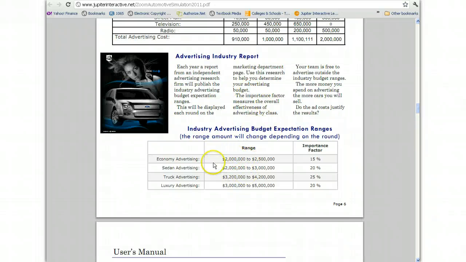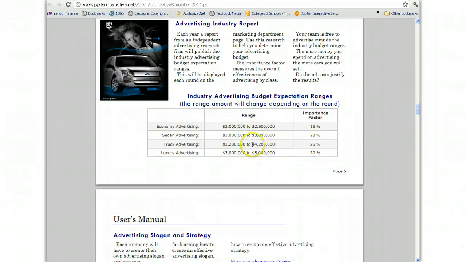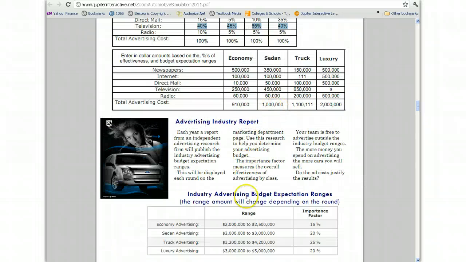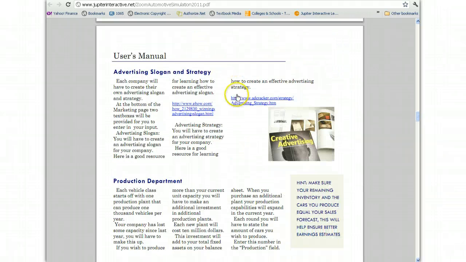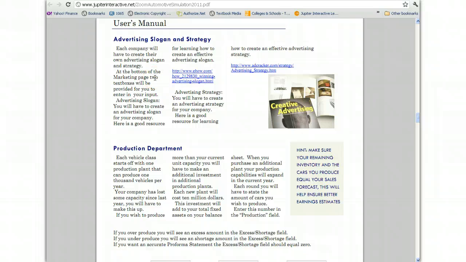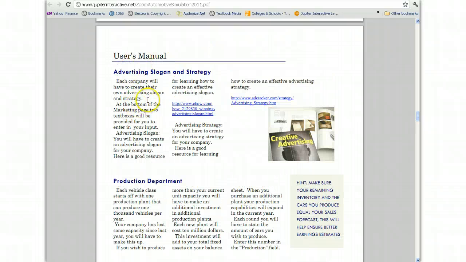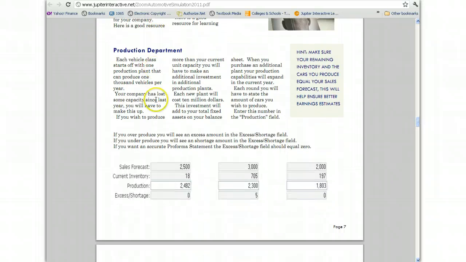An advertising industry report gives us a clue as to how much money companies are likely to spend in the round, so you have an idea of a top and bottom range of how much money. So here economy class is between 2 million and 2.5 million, and that's 15% of the buying criteria, but we see that they only spent 910,000, so a little under the range there. Then you do need to create an advertising slogan and strategy. So here's the user's manual, and they give you examples and the websites to go to when they talk about that.